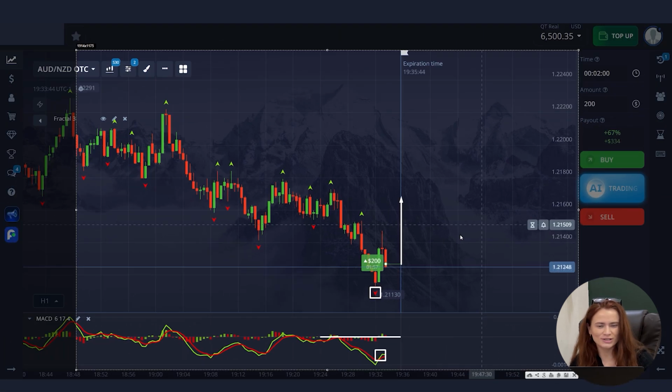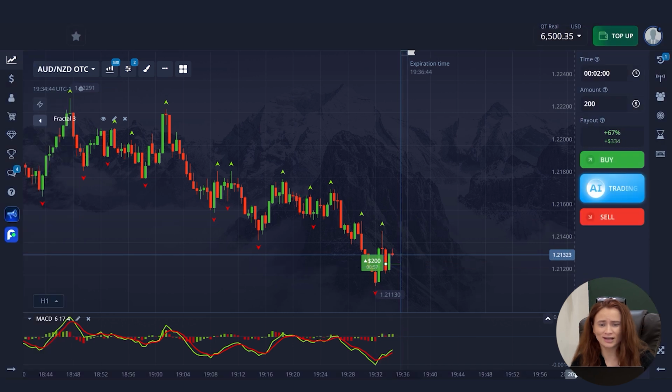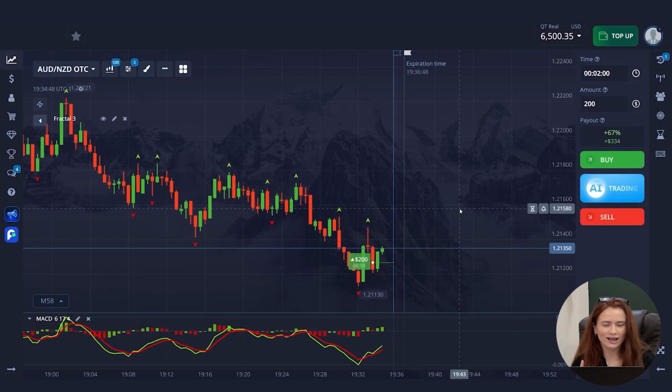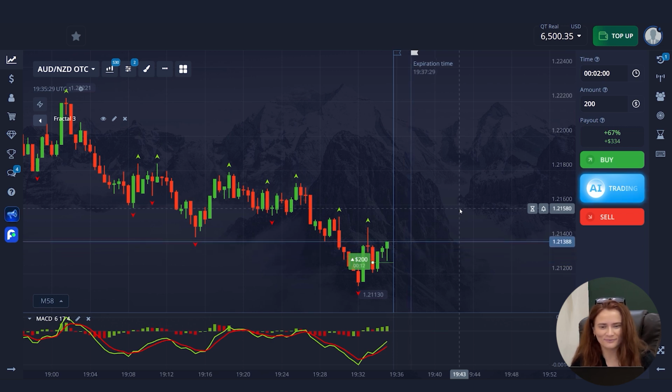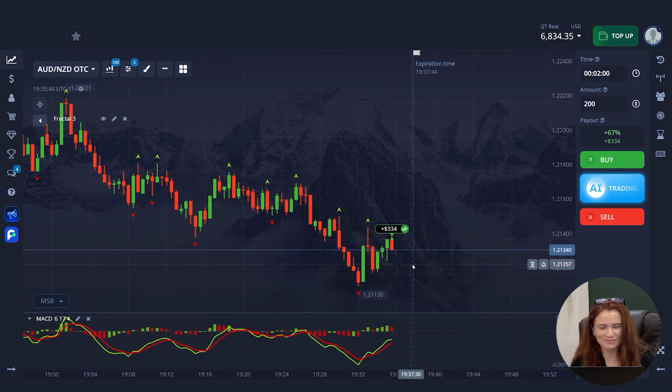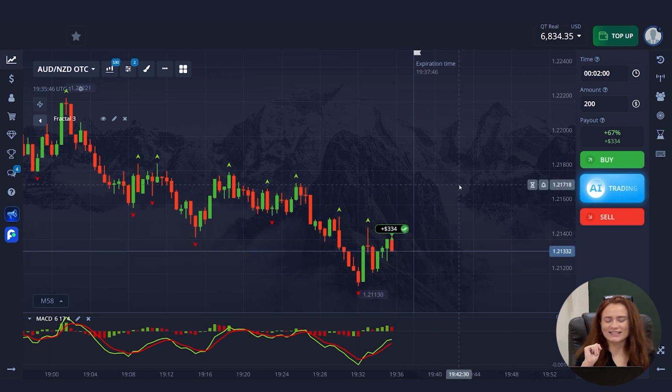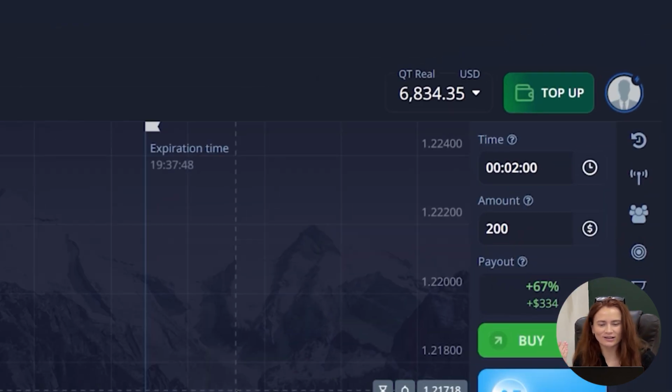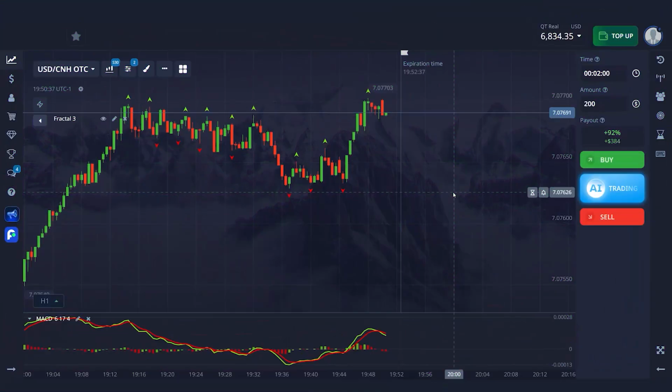I think you've already noticed that the strategy is as simple and clear as possible, and I'm sure that even a beginner trader can deal with it. And of course, let us see what the result of the session will be like. The price continued to rise and my capital increased, and it is now $6,834. First profitable trade in the session. I really hope that the rest of the trades will be just as profitable. Continue working.